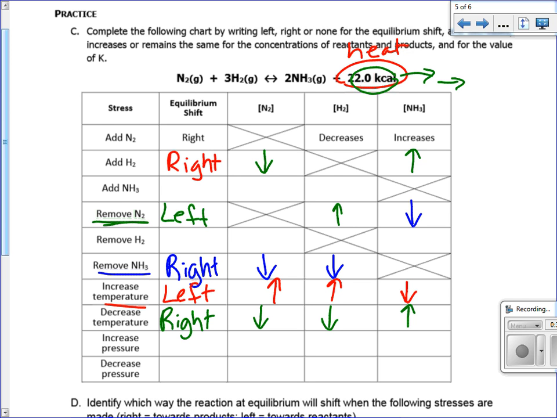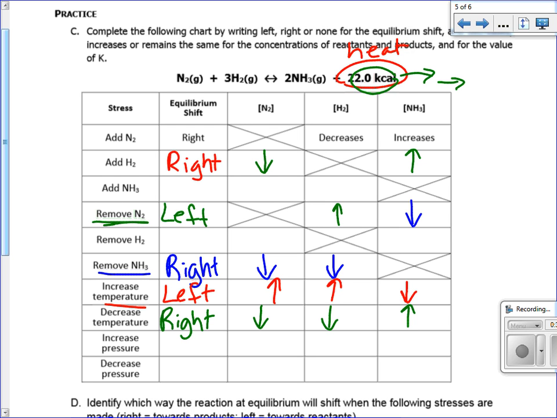Because they're making more ammonia. They're making more of the products. So they're going to start getting used up because they're shifting to the right. Oh, to make heat, they have to use the reaction.